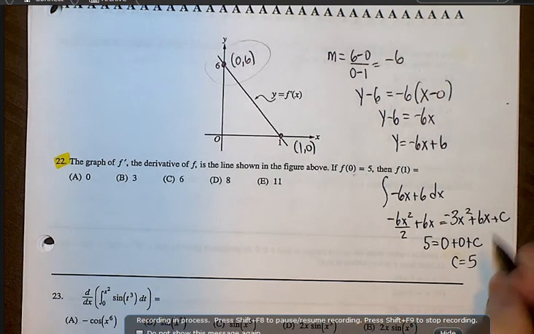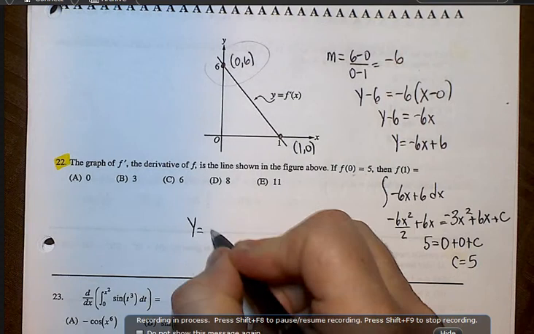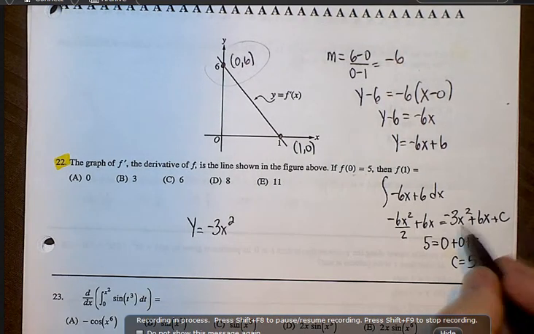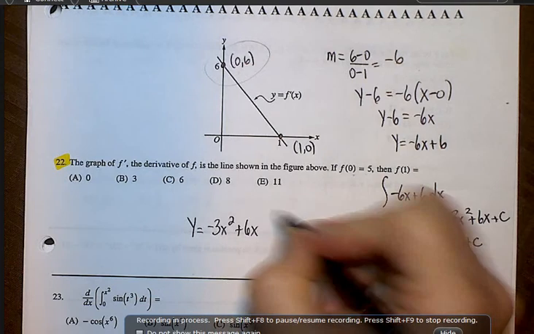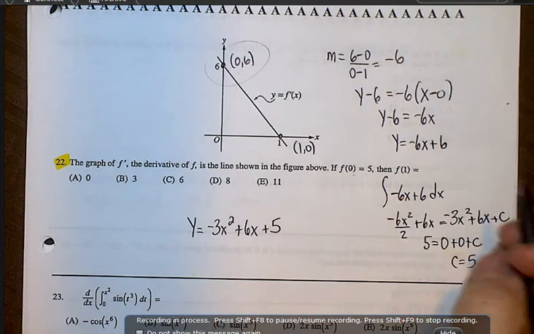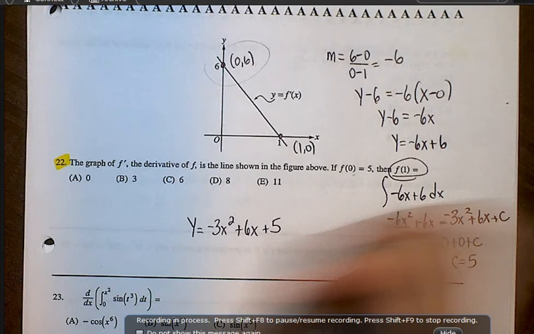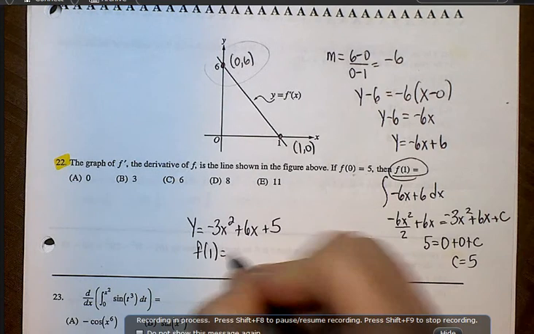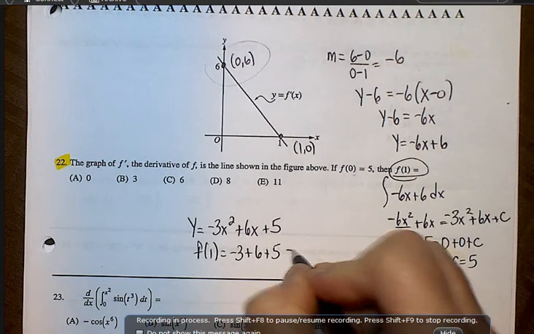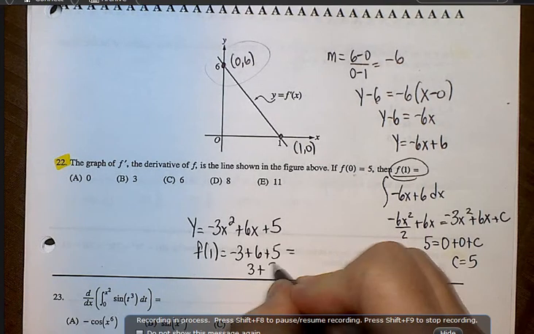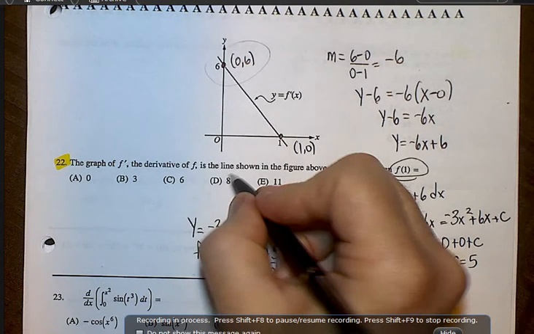So you get the equation y is equal to negative 3x squared, then plus 6x, and then plus 5. And they want to know what f of 1 is going to equal. So f of 1, plugging 1 in, you get negative 3 plus 6 plus 5. That's going to be 3 plus 5 or 8. Choice D.